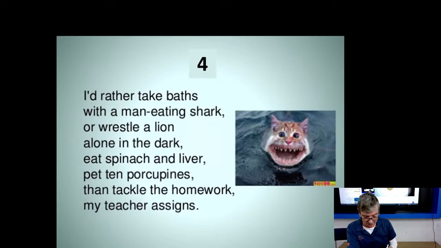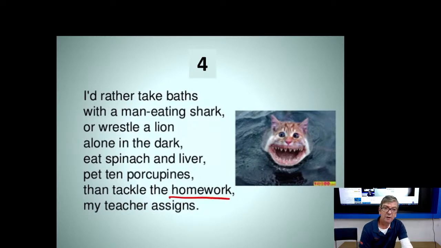How about this one? This is quite a long one, but this is all about homework. I'd rather take baths with a man-eating shark or wrestle a lion alone in the dark, eat spinach and liver, pet 10 porcupines, they're the spiky animals, than tackle the homework my teacher assigns. So you'd rather do all of those other things rather than do your homework. What is this an example of? What category does this belong to?